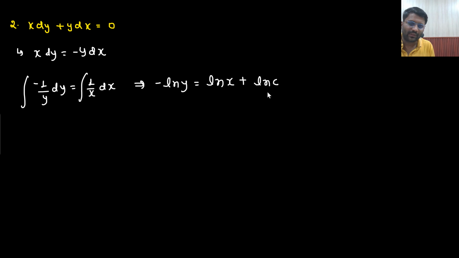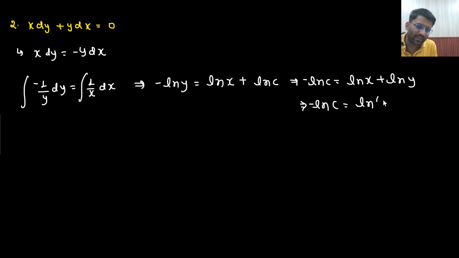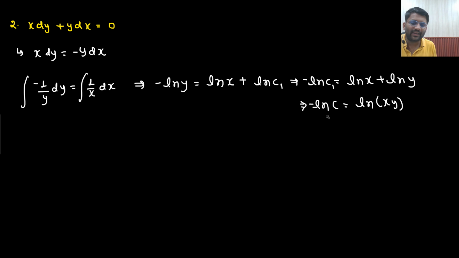So what I will do now, let's take this one aside. So it will become ln c equals ln x, and this is coming this side. Minus ln c equals ln x plus ln y. So what you are getting? Minus ln c equals ln xy. This is just a constant value, right? So let's call this c1. So minus ln c1 can I write as ln c? So I can simply compare them. What is the answer you are getting? xy equals c. This is the answer that we are getting.